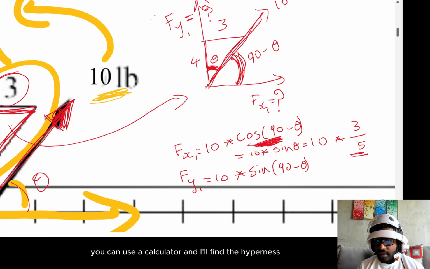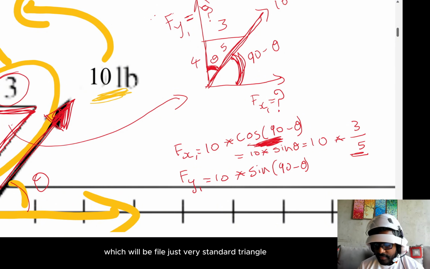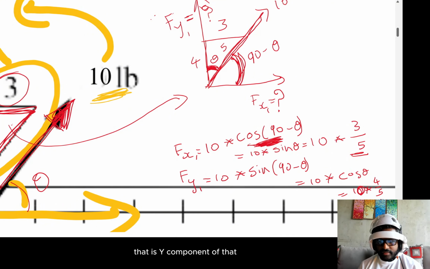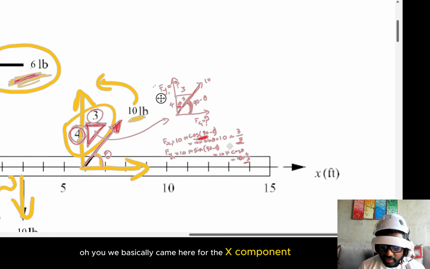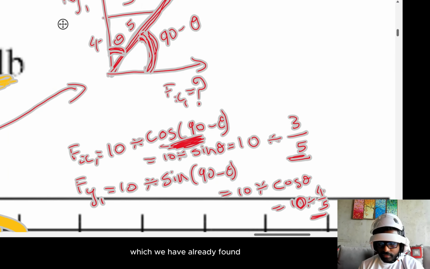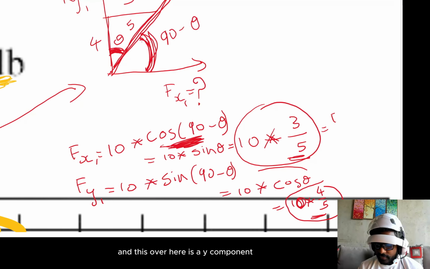and the hypotenuse is equal to 5. You can use a calculator and find the hypotenuse, which will be 5. It's a very standard triangle. And Fy1 is equal to 10 times cos theta, which is equal to 10 times 4 by 5. That is the y component. Now we basically came here for the x component, which we have already found, and this over here is the y component.